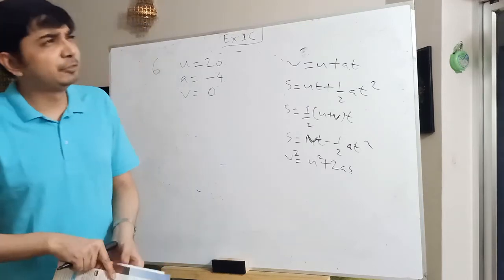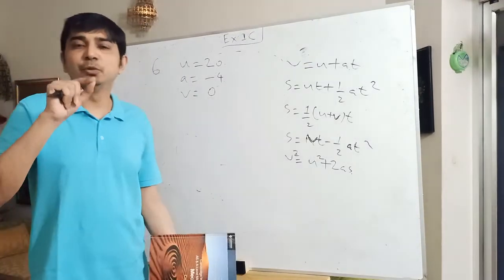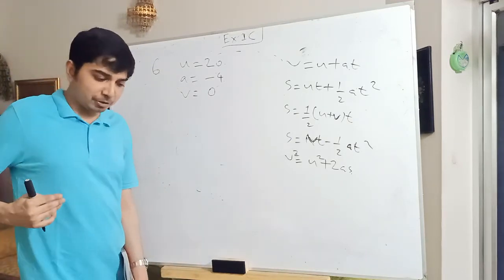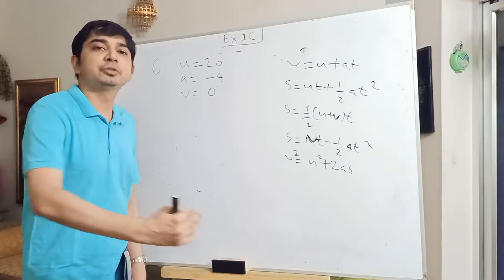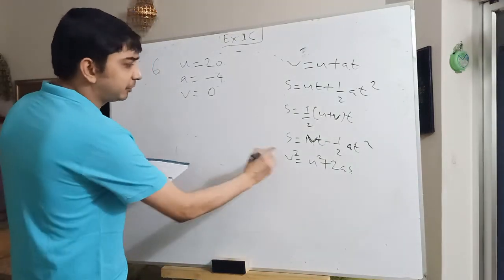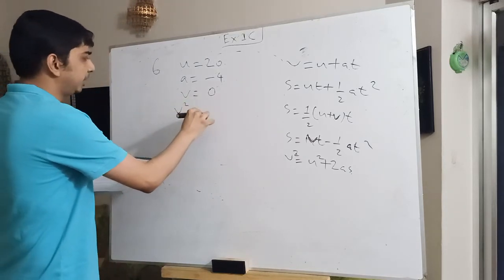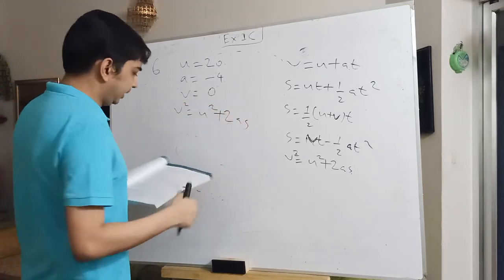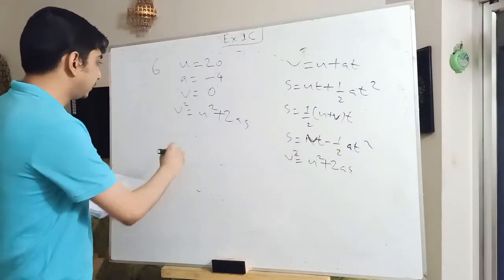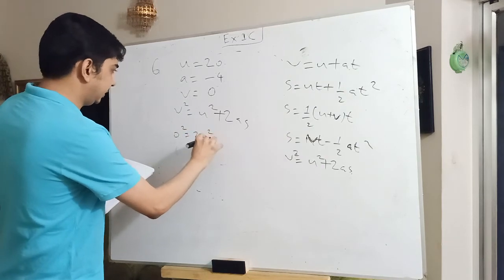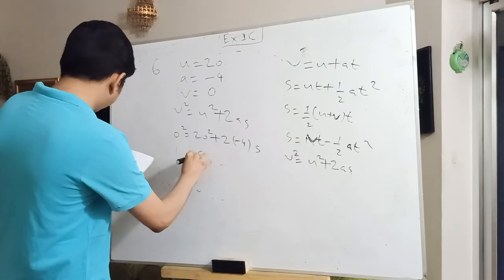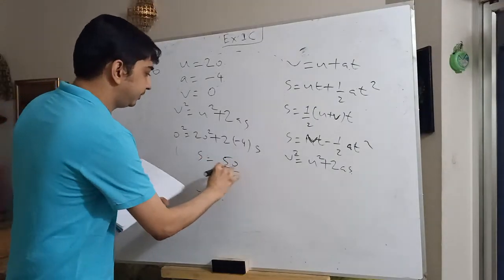How far away from the lights did the driver start braking? Notice that no value of time is given in the question, and you don't have to find the time it took for the car to come to a stop. So we can very easily use this formula: v square equals u square plus 2as. You simply insert the values. So 0 square is equal to 20 square plus 2 into minus 4 into s. So the value of s is 50.